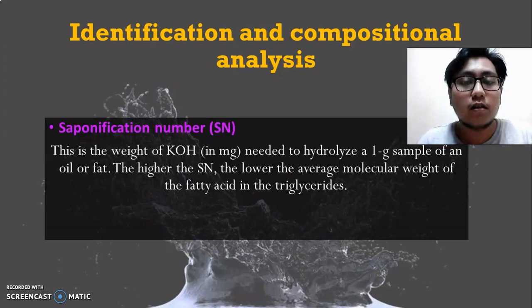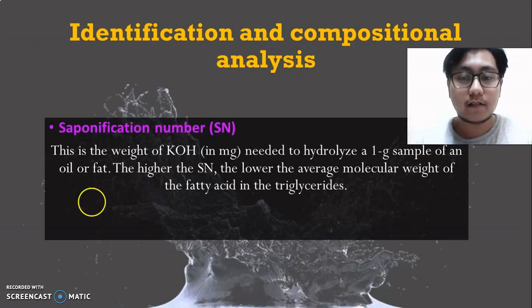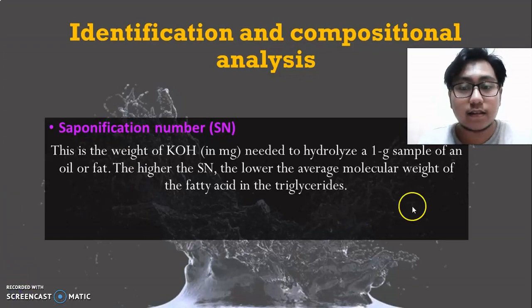For example, long-chain fatty acids have a lower saponification number or saponification value. This is because when the length of the fatty acid chain increases, the number of ester groups per gram of fat decreases, and this lowers the carboxyl groups available for saponification, and thus lowers the saponification number. Okay.